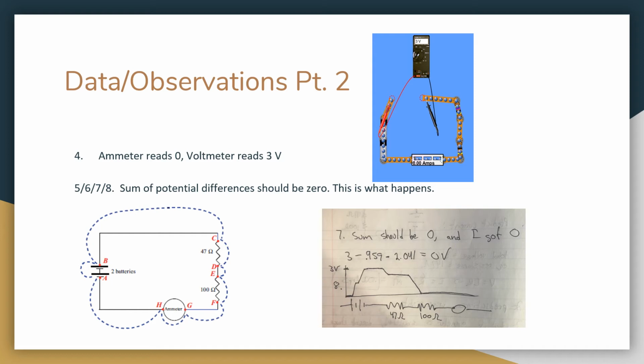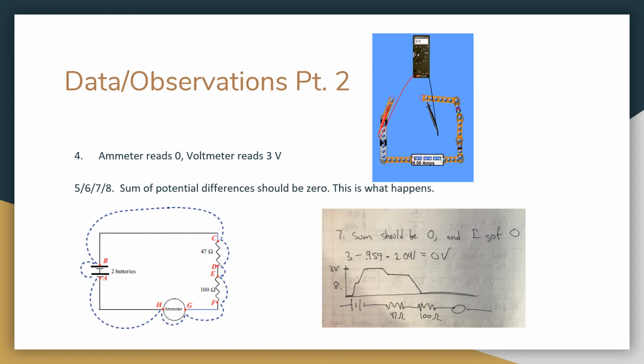Parts 5 through 8 of the lab asked me to calculate the voltage drop over various different segments of the circuit, and before doing so, predict what the total voltage drop should be over the entire circuit. I predicted that the sum of all the potential differences should be 0, and this is the result that I got, which you can see with my work to the right.